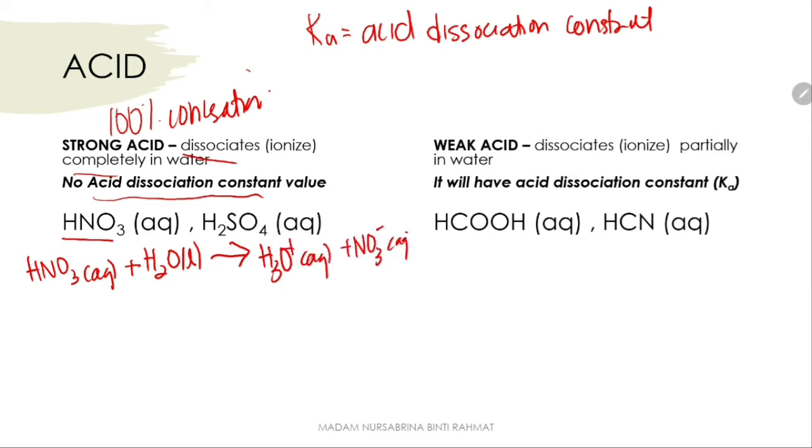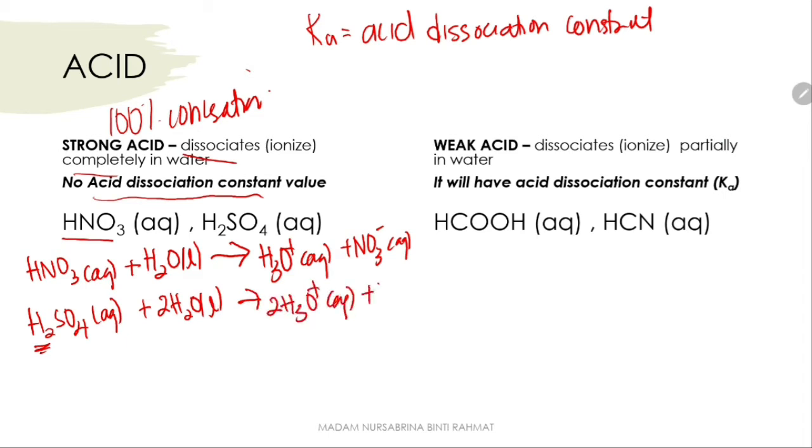NO3-. Okay, secondly, my sulfuric acid. So there is 2H in front of the sulfuric acid, which means it will dissociate to release 2H3O+. So it needs 2 water molecules to form 2H3O+ plus SO4 2-. So this one is a strong acid, so strong acid means 100% dissociation. So you have this one-way arrow.